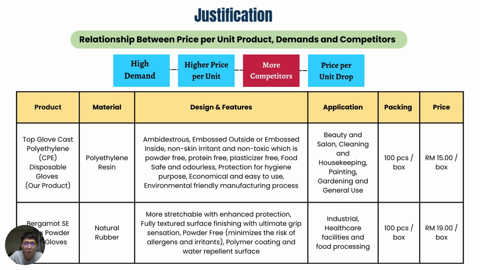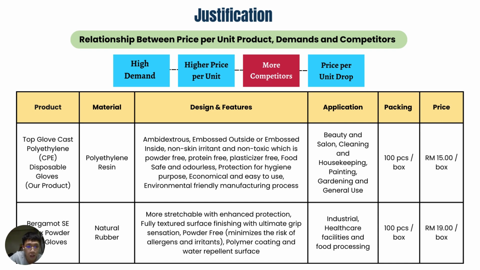In the table, a comparison is made between our product, which is Top Glove Cast Polyethylene Disposable Glove, and Bergamot SE Latex Powder Free Glove. So we can see that the CPE disposable glove is made out of polyethylene resin, whereas the latex powder free glove is made out of natural rubber. And there are some design and special features for each product.